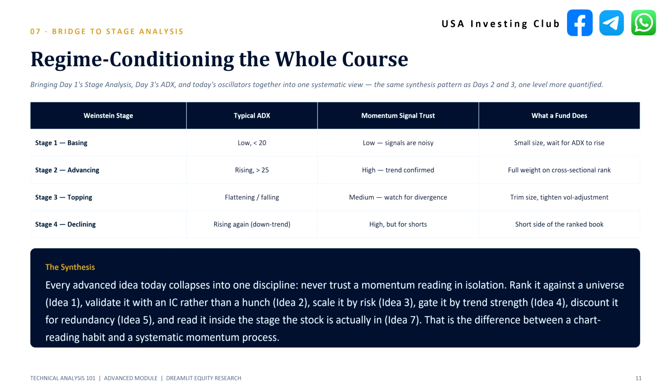Rank it against the universe, idea 1. Validate it with an IC rather than a hunch, idea 2. Scale it by risk, idea 3. Gate it by trend strength, idea 4. Discount it for redundancy, idea 5. And read it against the stage the stock actually sits in, idea 7. Six separate disciplines, all converging on the same single momentum reading before you ever act on it.